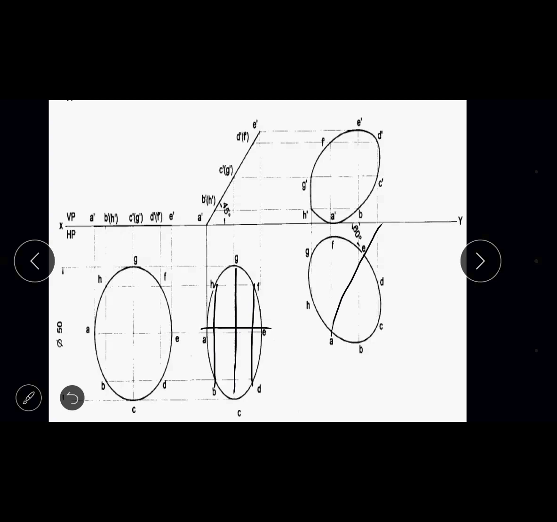One second. Please wait for a while. Wait for a while. I'll just get back.